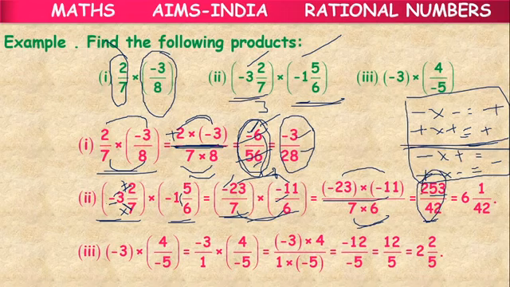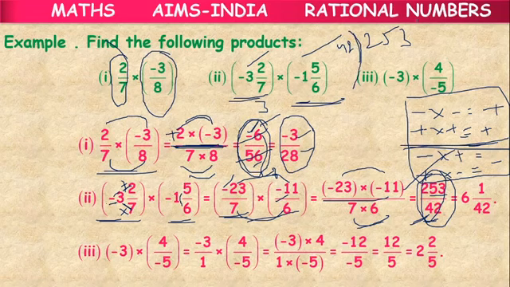There is no possibility of cancellation here. But here the numerator is greater than the denominator. The numerator is 253, which is greater than the denominator 42. So there is a possibility of representing it as a mixed fraction. 42 times 6, we can multiply like that, and we can write it in mixed form. We have got the answer as a proper rational number.